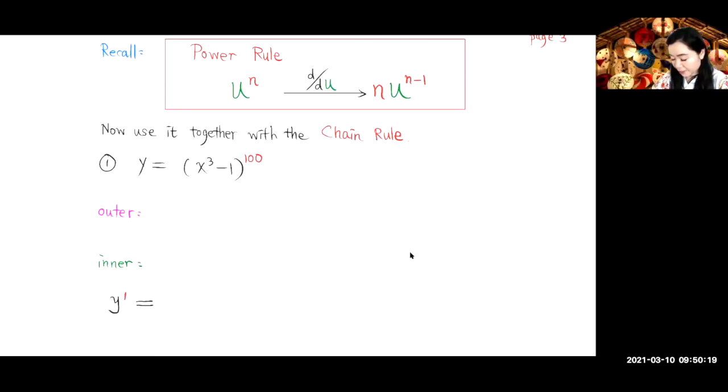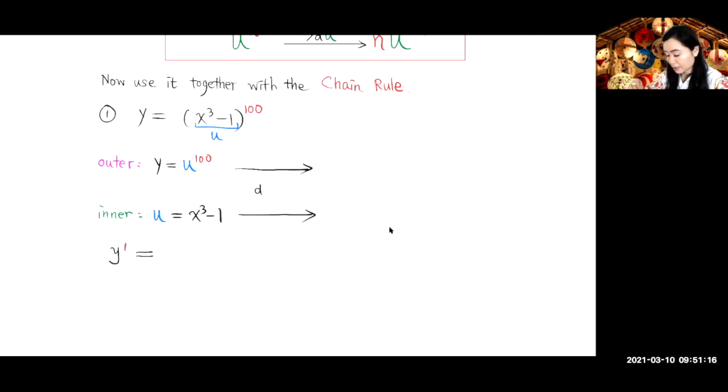Okay, so let's think about this. It's the inner function u, right? So u to the 100. The inner function will be x cubed minus 1. We're going to use the chain rule to differentiate. Since the outer function is y equal to u to the 100 power, think of the inner function as u, then the outer function will be u to the 100 power.